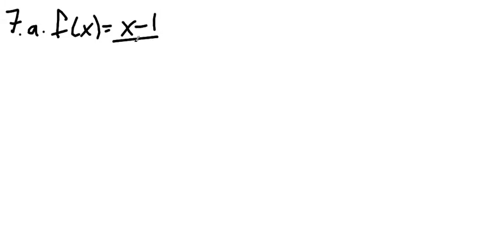Okay, let's keep going on. Number 7 has us differentiating some things using the quotient rule. So first we have f of x is equal to x minus 1 over x squared plus x, I guess. And the question is, how do I take the derivative of this?